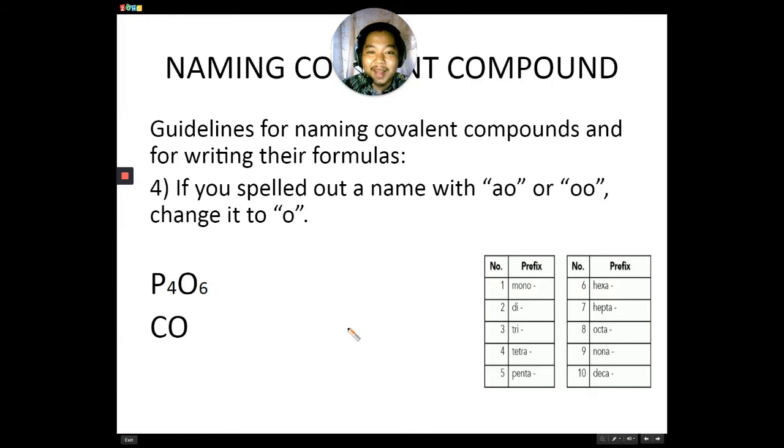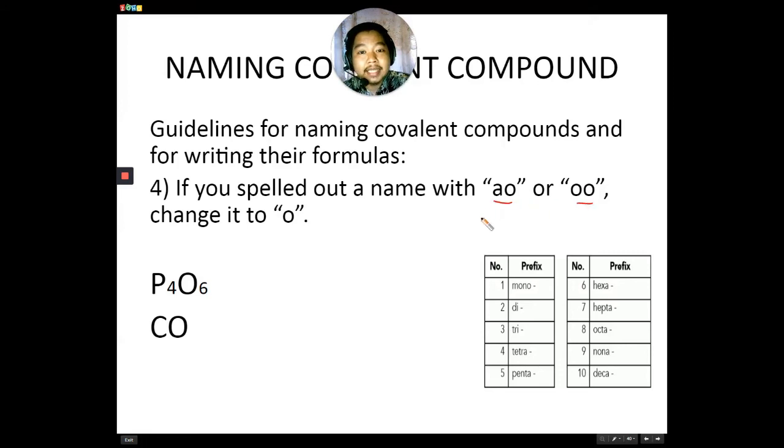And the last step, if you spell out a name with AO or OO, what do you call this in Filipino? Diptongo? Hindi. Ang diptongo is yung parang may patinig at tunog patinig, parang kalabaw. Tama ba? Cluster ba ang tawag? Parang hindi rin. Magkasunudan. I think there's no term for them. Magkasunudan na vowels, or patinig, like AO and OO in particular.